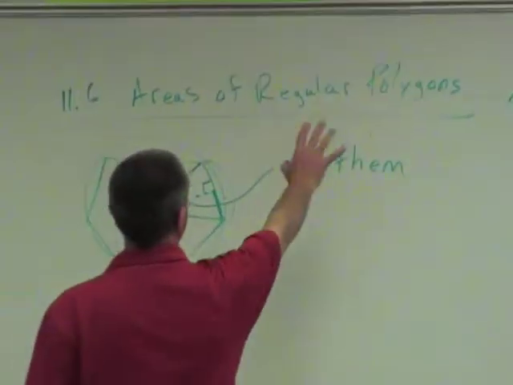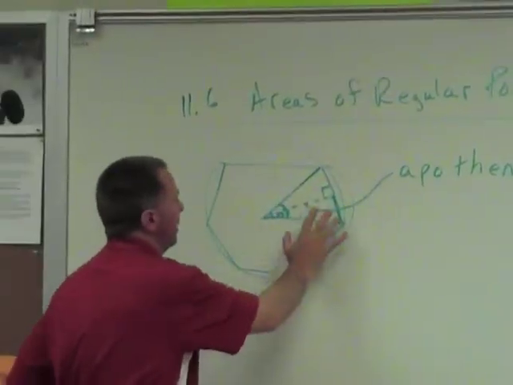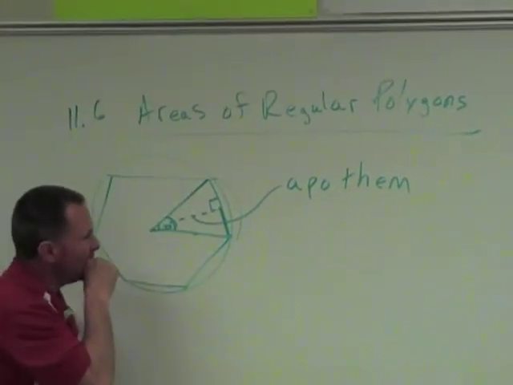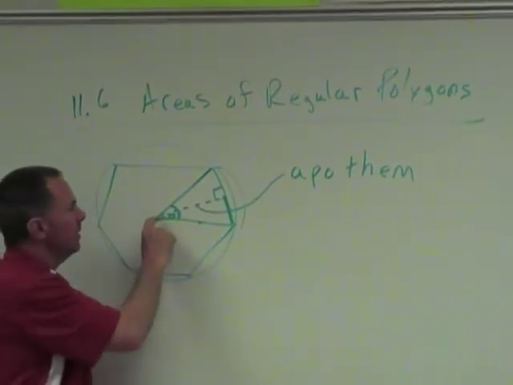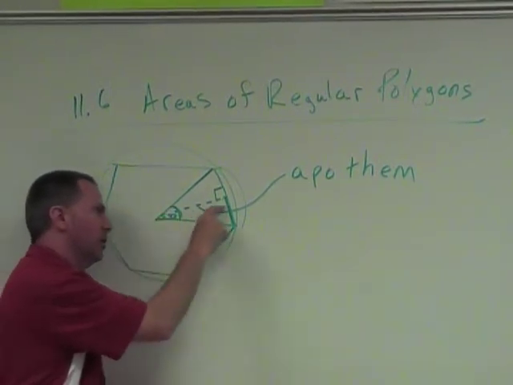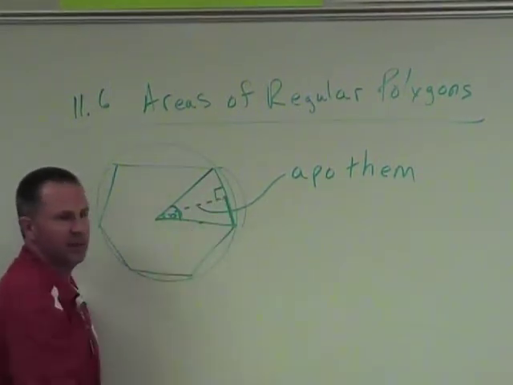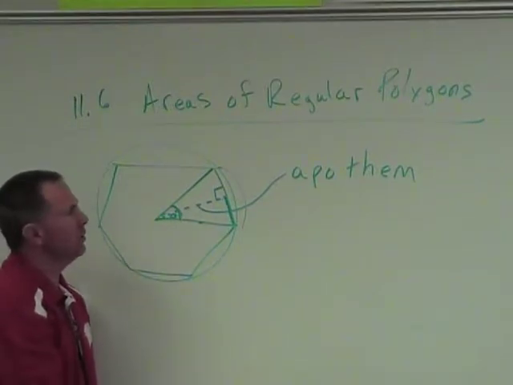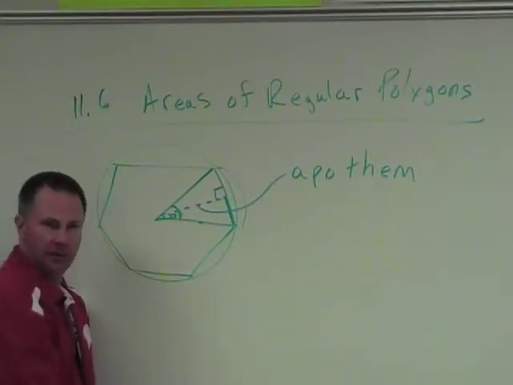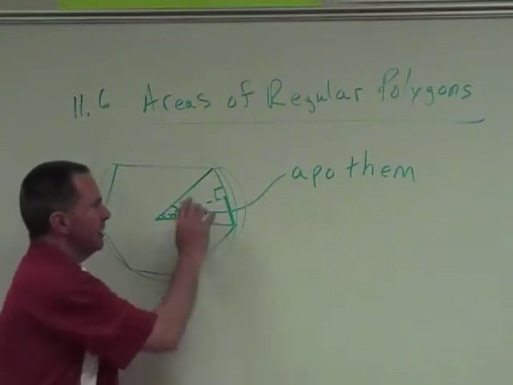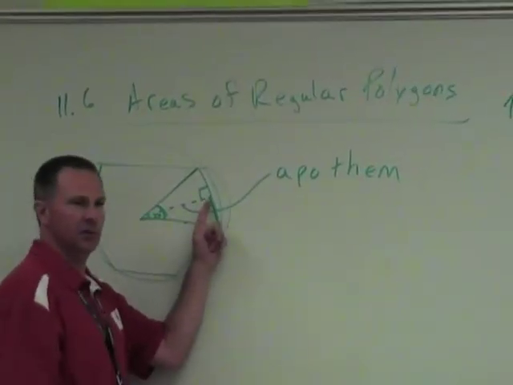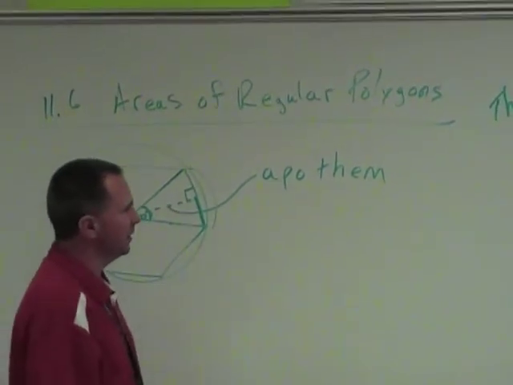Alright, 11.6 areas of regular polygon. So here we have a hexagon. It's a really trashy picture, but it's a regular hexagon inside this circle. The altitude from the central angle to one of the sides is called the apothem, and we're going to use that to help us figure out area. It doesn't go out to the side of the circle, it just goes to the side of the figure.